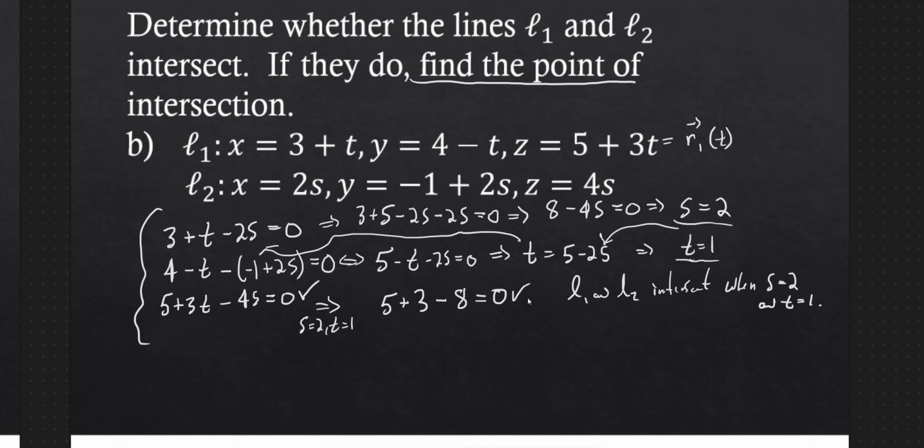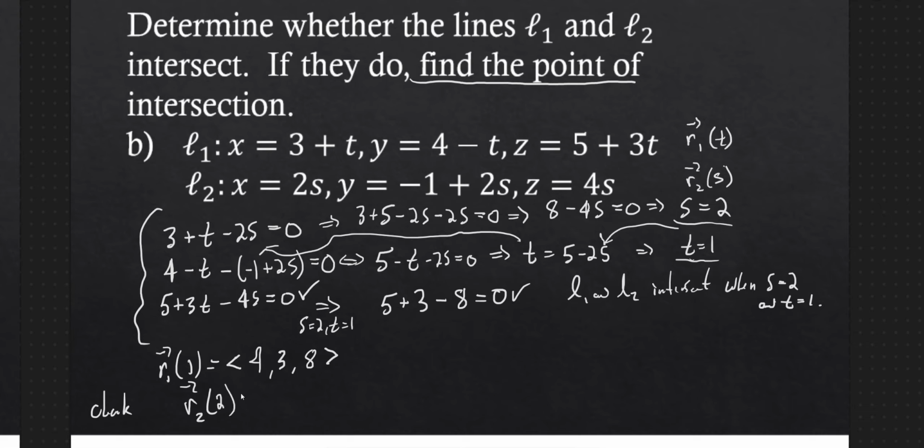I'm going to call this equation R1 of t, and this equation is going to generate R2 of s. Then what I want to work out is R1 of my t value, R1 of 1. So my x component will be 3 plus 1, which is 4. My y component will be 4 minus 1, that's 3. My z component will be 5 plus 3, that's 8. And so this should be my point of intersection. I'm going to check that this actually is a point of intersection. That is, I'm going to evaluate R2 of 2, and that should give me 4, 3, 8 as well.